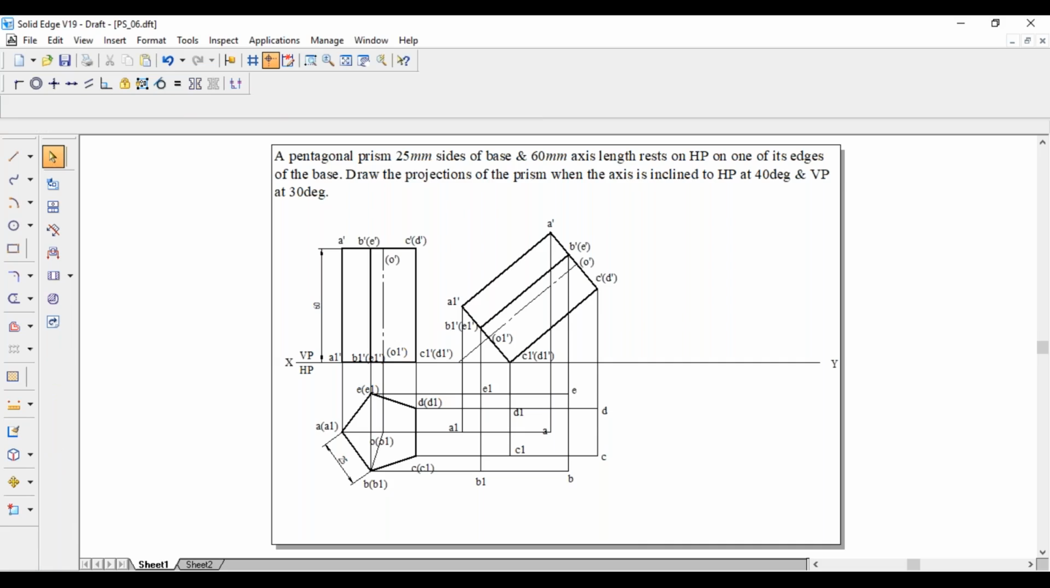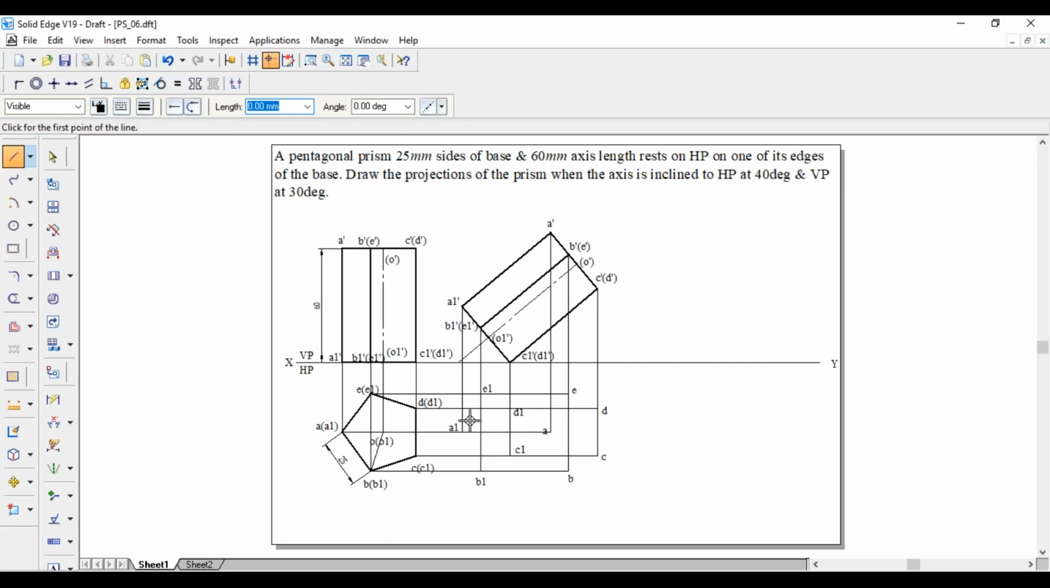So outer points of every view are visible. So join the outer points with a thick line. That is from A1 to E1 to E to D to C to B, B1 back to A1. So these are the outer points, joined with a continuous dark line.